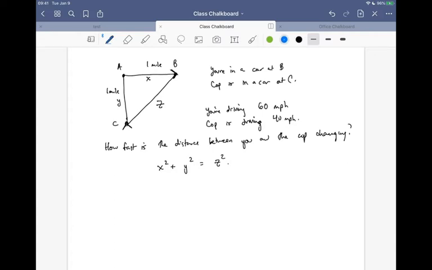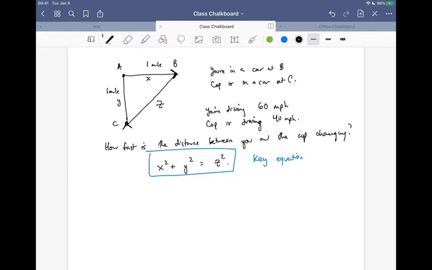Okay, so what I'm going to do is I'm going to call this the key equation. In pretty much every related rates problem, there's going to be some equation, or maybe several equations, that are going to relate all of the variables in question in the problem. And in this case, and in many of these problems, it'll be Pythagoras' theorem. Okay, so that's our key equation.